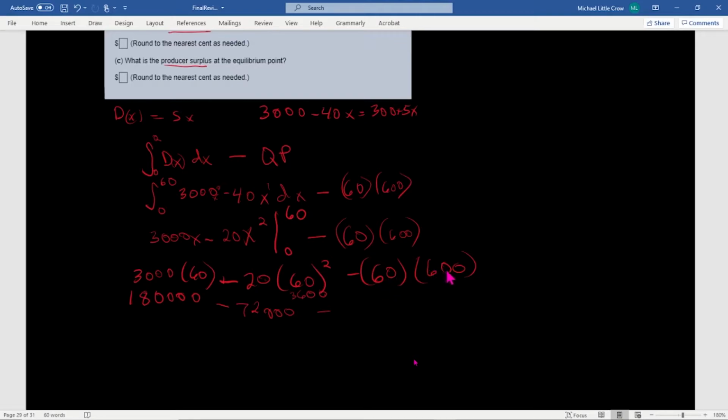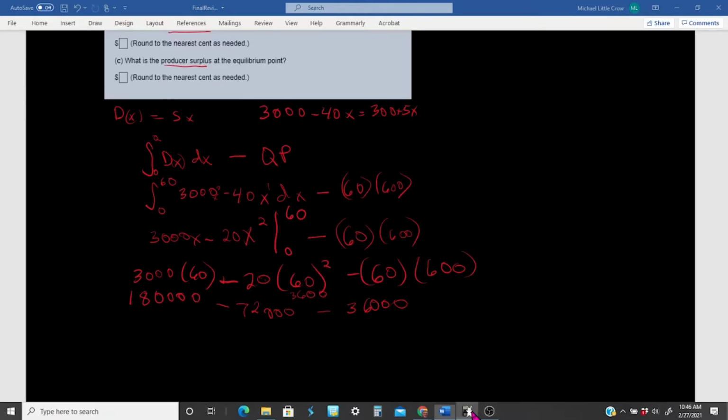And then 60 times 600, 6 times 6 is 36, and then we get 1, 2, 3 zeros. And it's just a matter of doing the subtraction. So many zeros and everything. I'm just going to go.